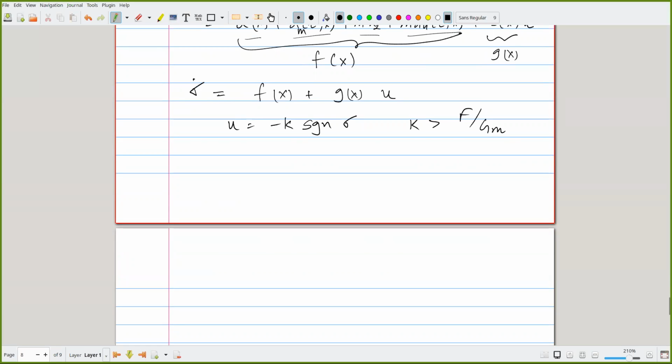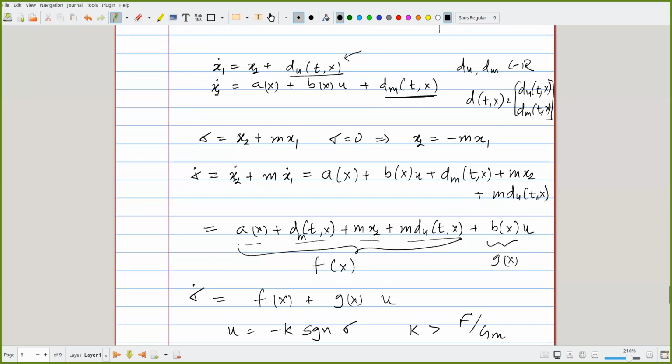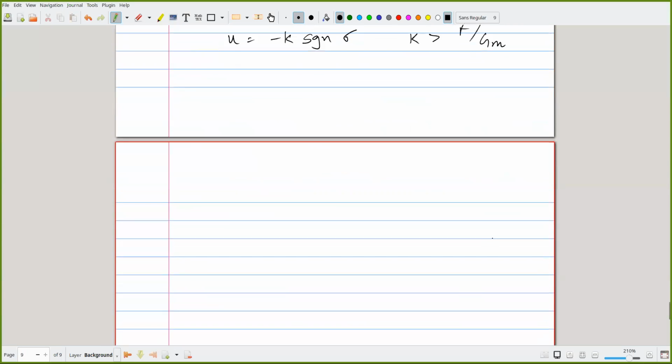But then what happens to the zero dynamics? If we want to find the zero dynamics, when sigma becomes zero, this equality becomes active. We have this equality. Now if we put this equality into this differential equation, x1 dot is now equal to minus m x1 plus d_u(t,x).